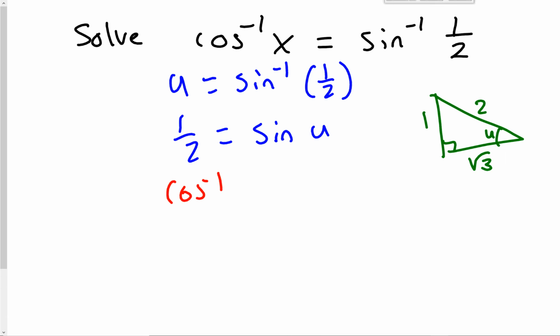All right, so now I can go ahead and put u in here. So cosine inverse of x equals u. Now I can go ahead and solve this inverse by taking the inverse. So that'd just be cosine. The x and u switch places. So now I can solve this.